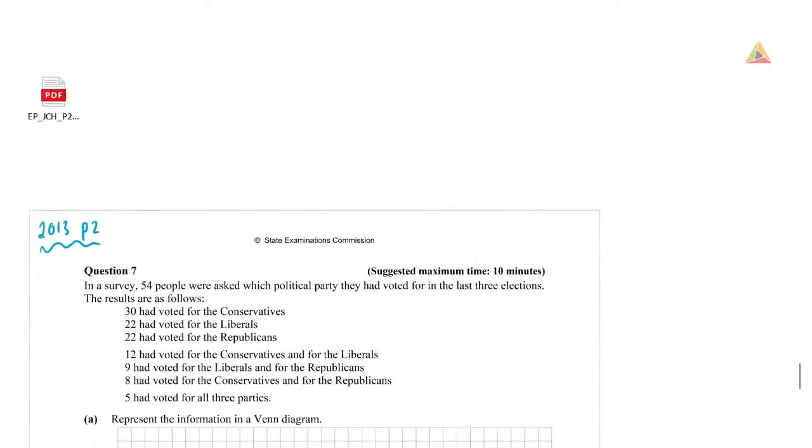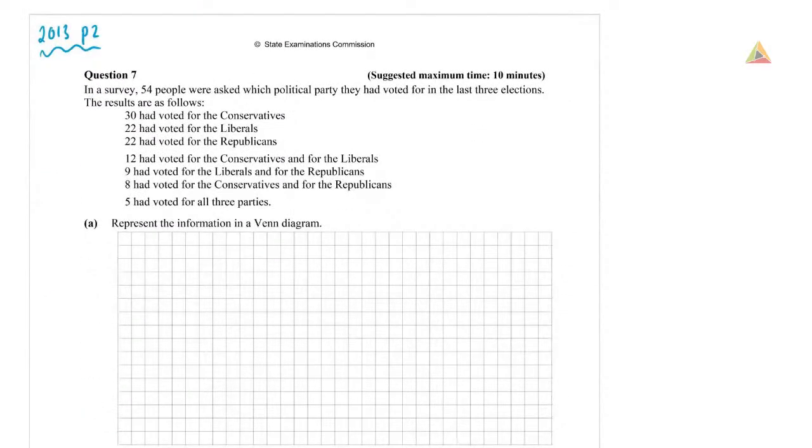I think I have another one here. I do. So this is 2013, Paper 2, question 7. Now this question is actually bringing in Venn diagrams into probability, so that's where they overlap. So let's have a look.